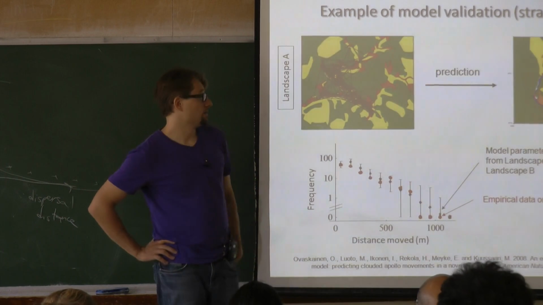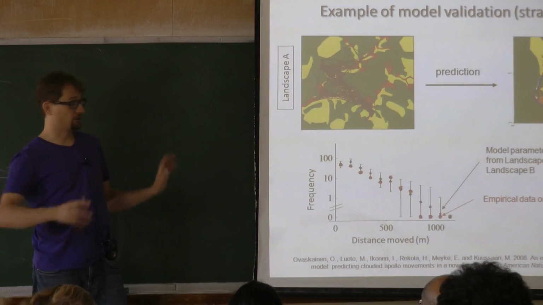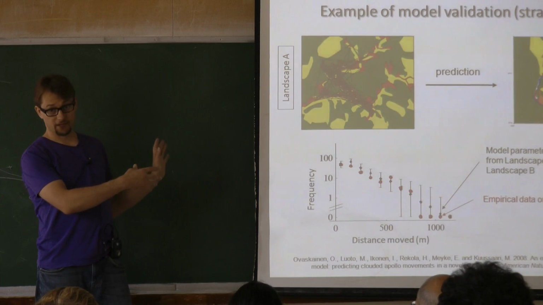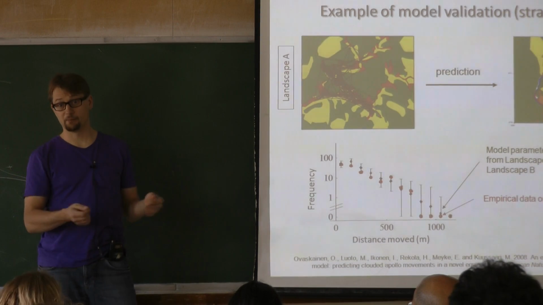Yeah, another way of doing that is that you just fit the model separately to the data from landscape A and B, and then you compare the parameter estimates.